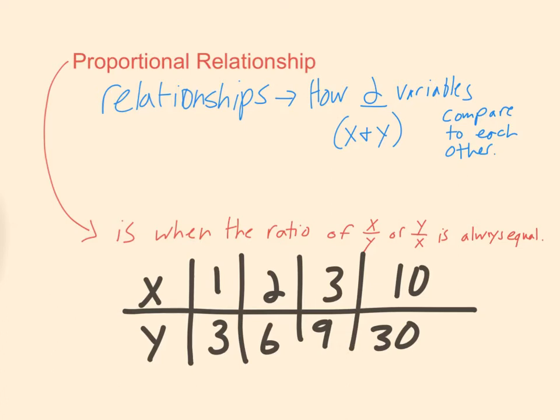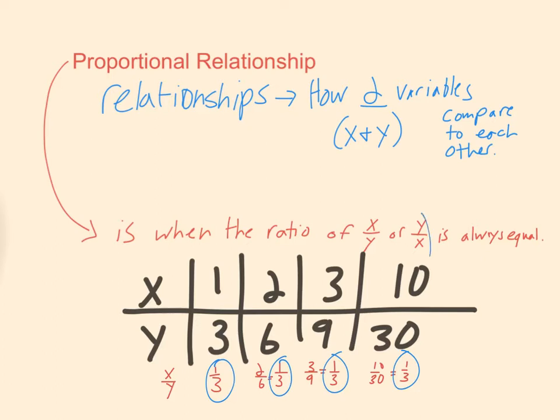If I took a ratio of X to Y, I know that's small, but if you look below, I'm making a fraction, putting X on top and Y on the bottom. I would get 1/3, 2/6, which what does 2 over 6 equal? 1/3. Then I'd have 3 over 9, which also equals 1/3. 10 over 30 is 1/3. Each one of these equaled 1/3. The ratio of X over Y always stayed the same.